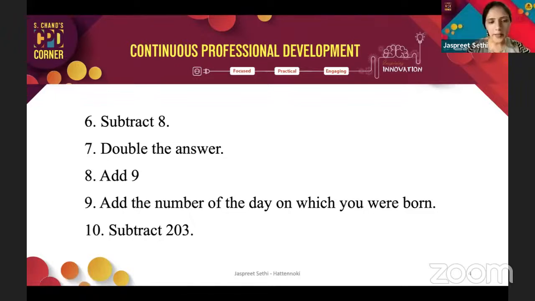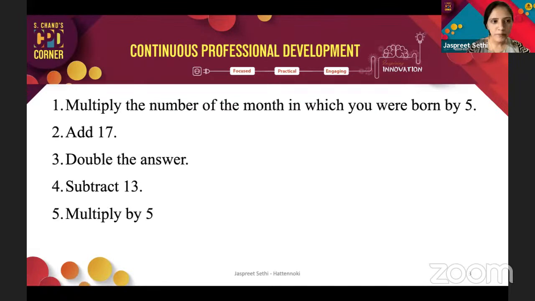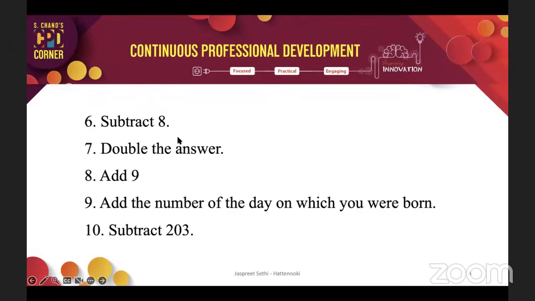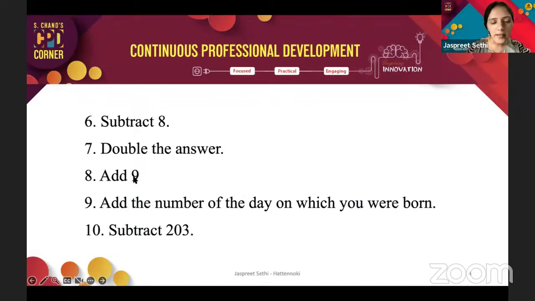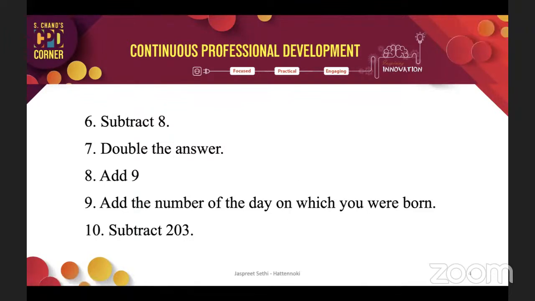If any of you missed this really quickly, I took the month that I was born in, multiplied with 5, added 17, doubled the result, subtracted 13, multiplied with 5, subtracted 8, doubled my result, added 9, added the day that I was born on, my birthday, and subtracted 203. I'm hoping if you've done the math correctly, all of you are able to see that you are seeing your month and the day that you were born in the result.